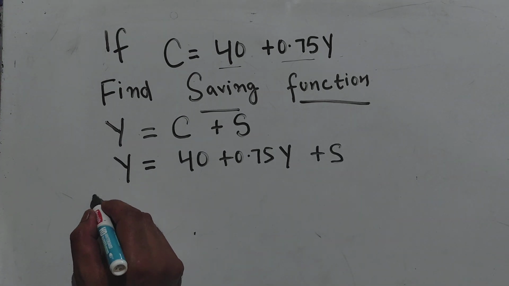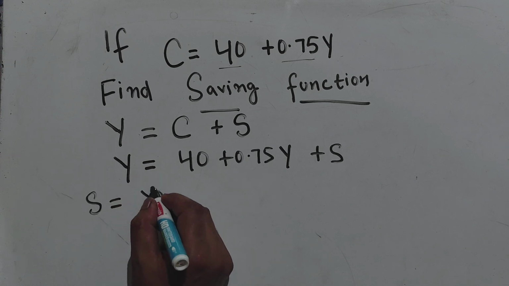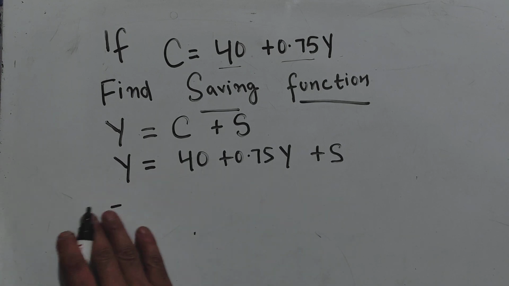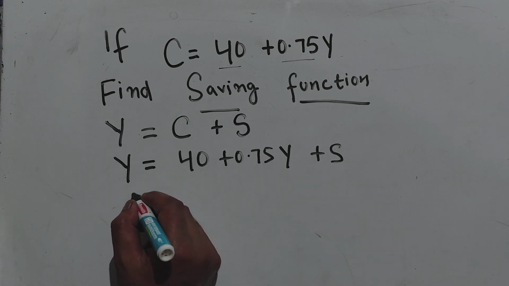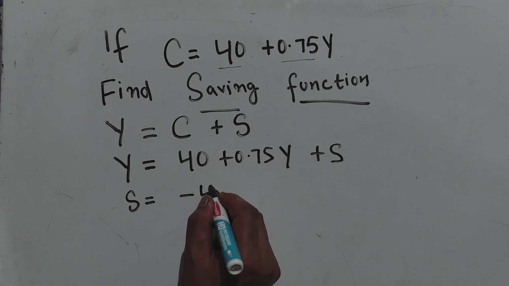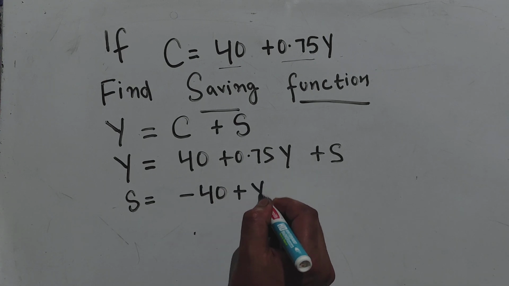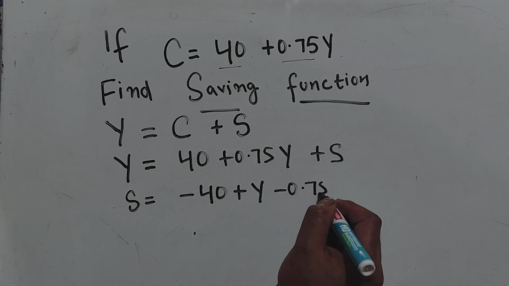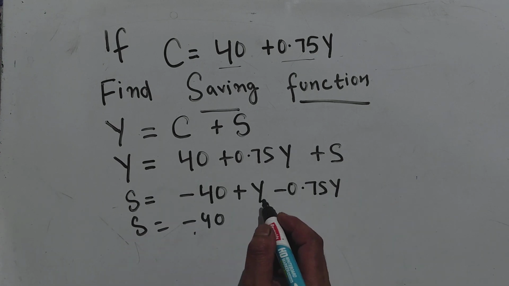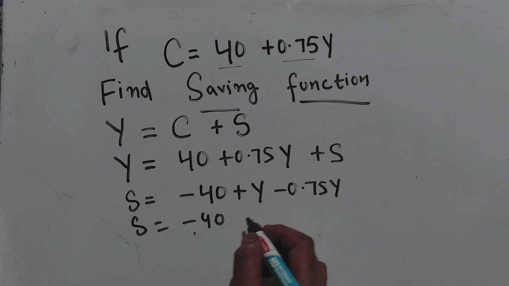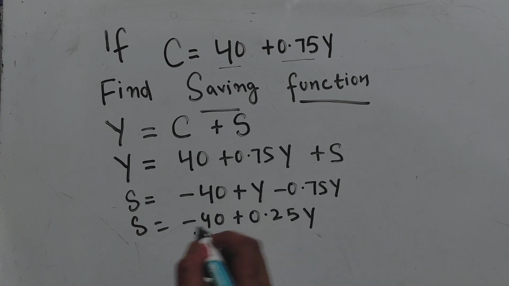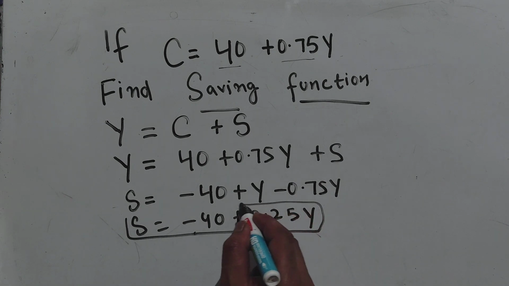So solving for S, so S will be equal to, let us transpose this here, it becomes negative 40. Then we have plus Y minus 0.75Y. That gives us savings will be equal to minus 40. So subtracting 0.75Y from Y, we will get 0.25Y. That will be the corresponding savings function.